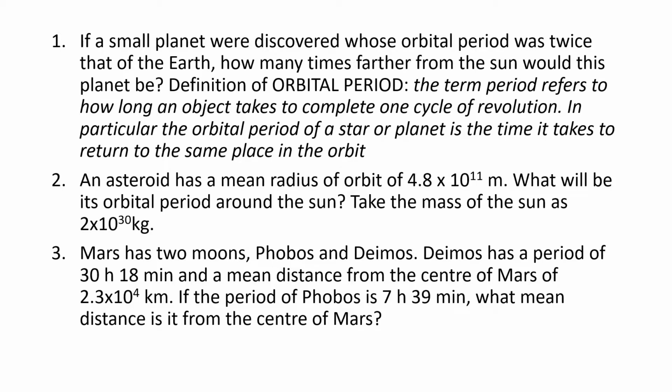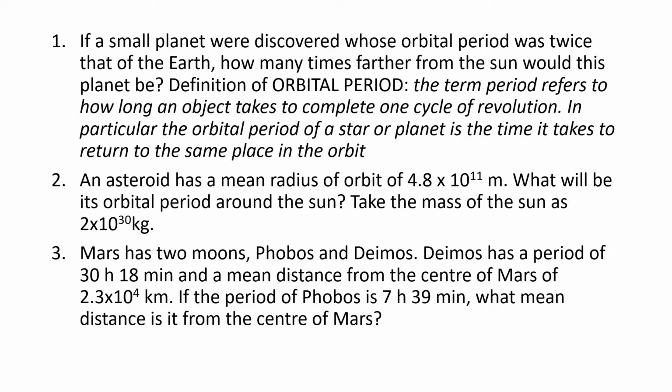And then for question 2, an asteroid has a mean radius of orbit of 4.8 times 10 to the 11 meters. What will its orbital period around the Sun be? Take the mass of the Sun as 2 times 10 to the 30 kilograms. Right, for this question, you use t squared equals 4 pi squared divided by GM times r cubed. You just put that into the equation, work out what t is.